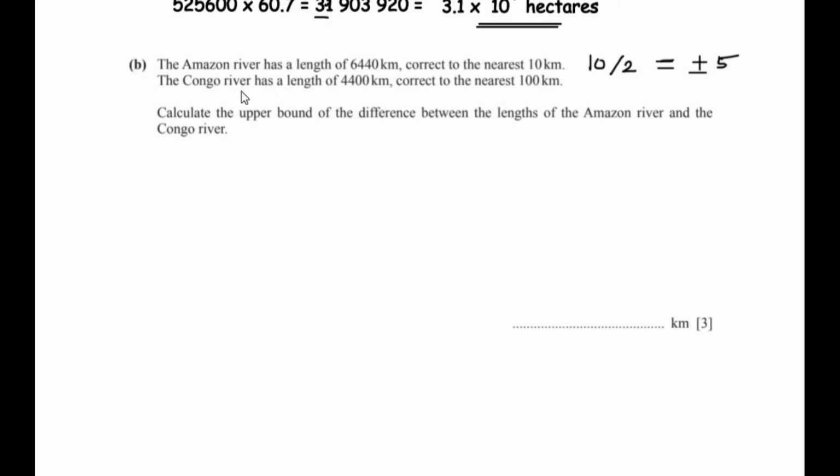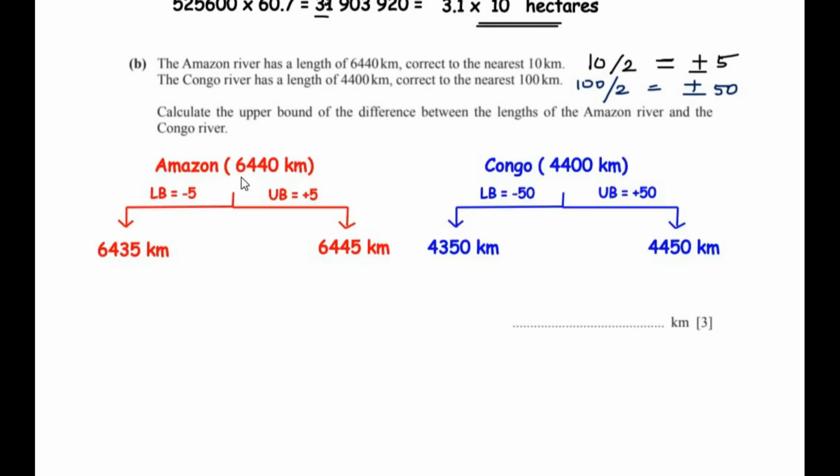Now we are going to do the same thing to this Congo river. Since it is given nearest 100 km, we are going to take 100 and divide it by 2 to get the threshold. So here we get plus or minus 50, which means when you add 50 to this length, you get the upper bound of this river, and when you subtract 50 from this length, you get the lower bound of this river. So let me write here. Now Amazon river, the length is 6,440 kilometers. So I have divided into LB, which is lower bound, and UB, which is upper bound. Now when we add 5 to this number, we get 6,445 kilometers, and when we subtract it, you get the lower bound as 6,435 kilometers.